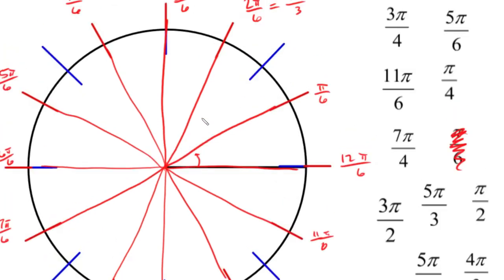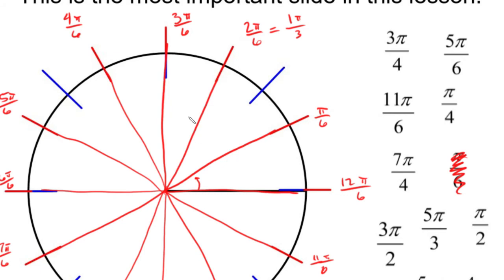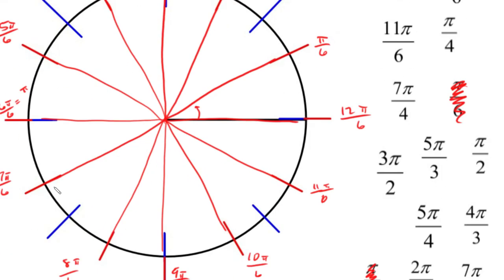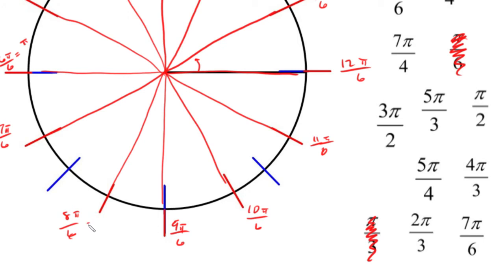So every time you add 30 more degrees, you add another pi over 6. And the only difference is now some of these can reduce. So this 2 pi over 6 reduced to 1 pi over 3. 3 pi over 6 can reduce into pi over 2. 4 pi over 6 can reduce into 2 pi over 3. 5 pi over 6 cannot reduce any further. 6 pi over 6 is just pi. 7 pi over 6 can't reduce. 8 pi over 6 can reduce into 4 pi over 3.